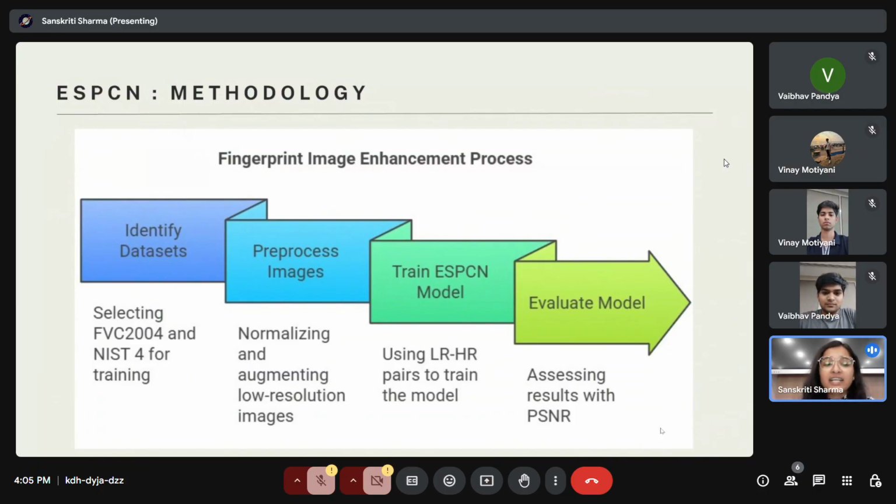Here we can see that initially we used the NIST4 dataset, which we inputted and pre-processed, with steps like normalization and augmentation of the low resolution images, followed by training and testing the pre-processed images on the ESPCN model, using LR-HR pairs to train the model. Finally, we did the ESPCN evaluation on the evaluation metric, that is PSNR.